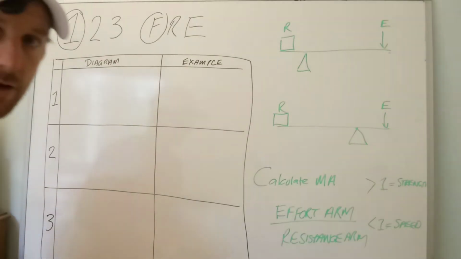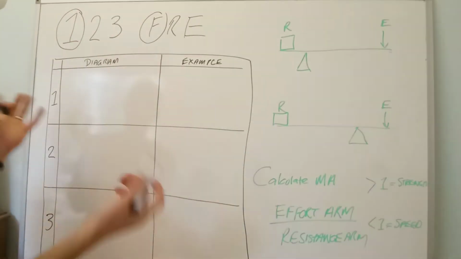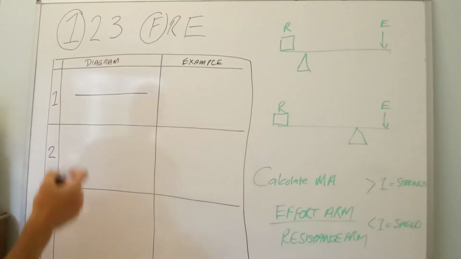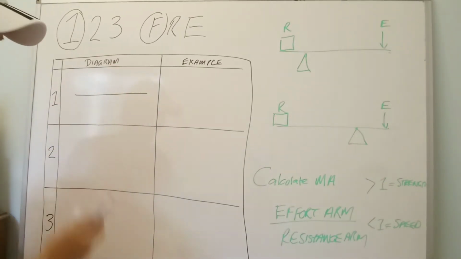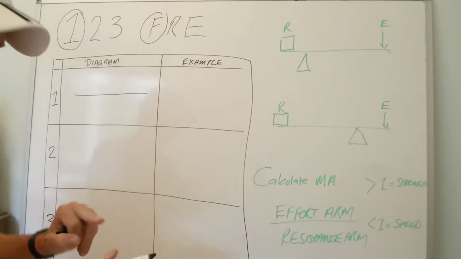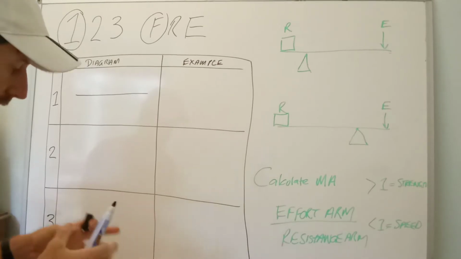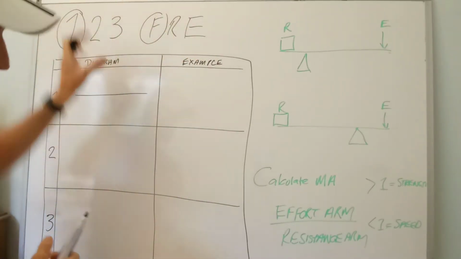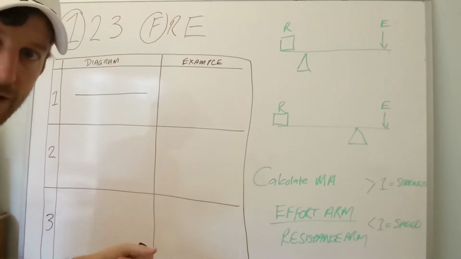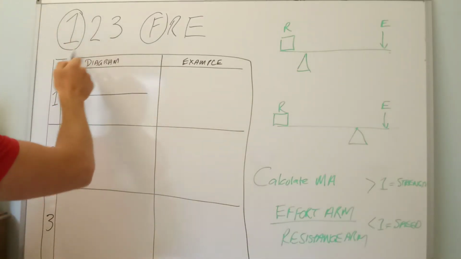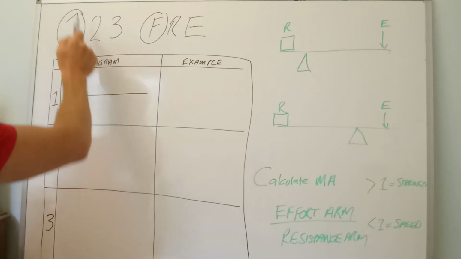Alright, so class 1, how to figure out how to draw the diagram. We all know we've got that line, and then it's a matter of where we put the fulcrum, where we put the effort, and where we put the resistance. That's very, very important. By being able to use this, you can get easy marks in an exam.